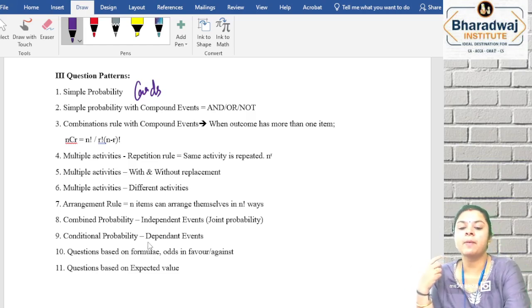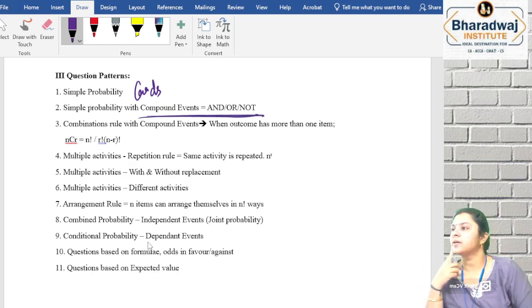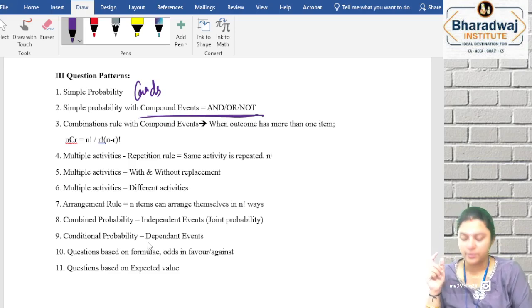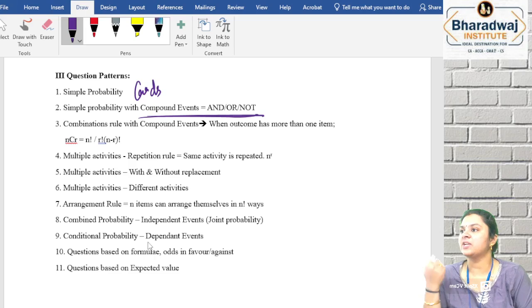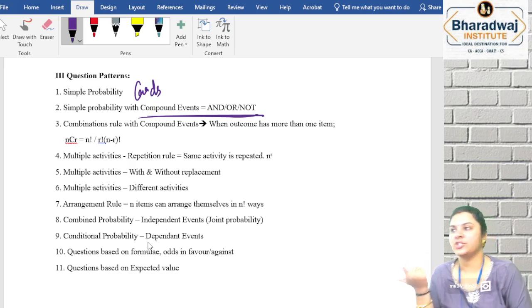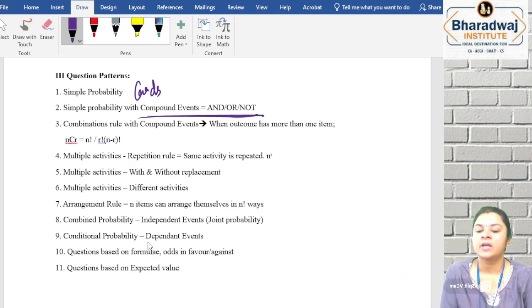Next, simple probability with compound events. So this again you have to remember. When it comes to compound events, the condition which you are going to apply is very important. When it is AND condition, it will be a multiplication. When it is OR condition, it will be an addition and not subtraction.